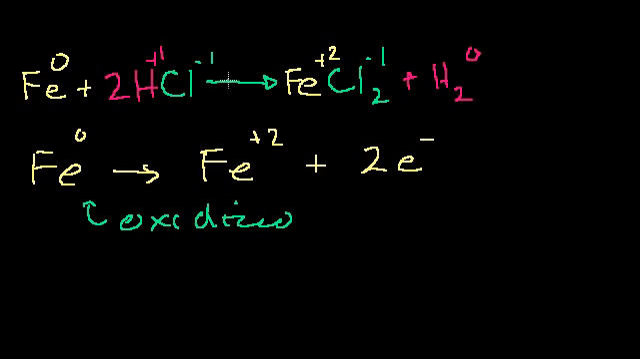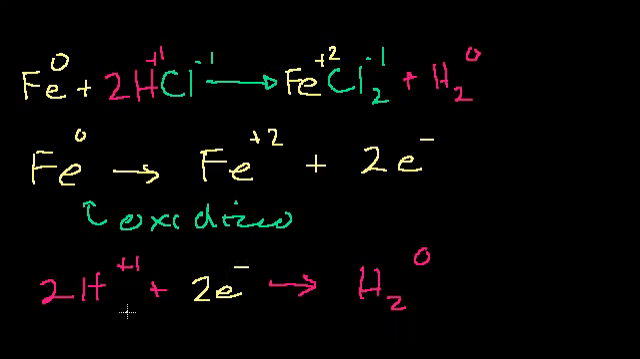What about the hydrogen? The hydrogen went from 2 hydrogens with a +1 state, and essentially they went to 2 hydrogens with a neutral state. So 2 electrons must have been added to the hydrogens. 2 electrons were added. Their charge was reduced. So they were reduced. And what were they reduced by? They were reduced by the iron. What was the iron oxidized by? It was oxidized by the hydrogen.